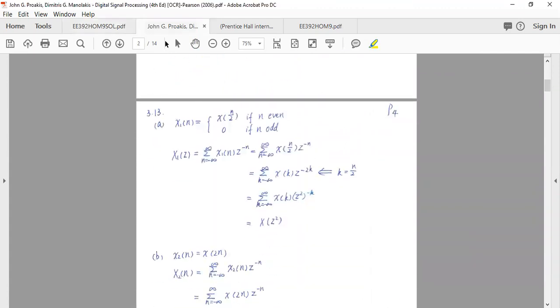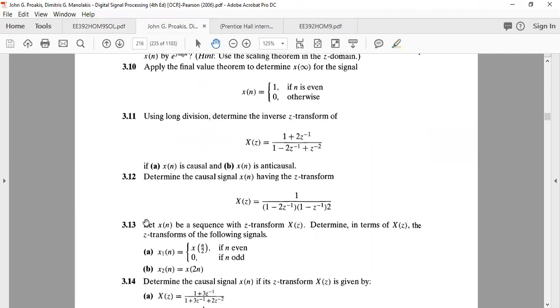3.13, right? The question states, let x of n be a sequence with the z transform X of z. Determine in terms of X of z the z transform of the following signal. A. x1 of n is equal to x of n upon 2 if n is even, 0 if n is odd.